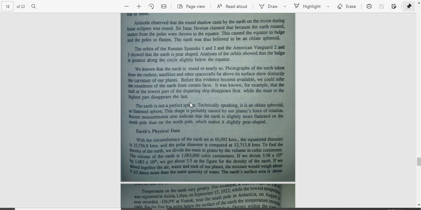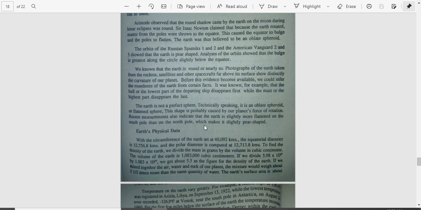Before this evidence became available, we could infer the roundness of the Earth from certain facts. It was known, for example, that the hull of the lowest part of a departing ship disappears first. Then the mast, the highest part, disappears last. The Earth is not a perfect sphere. Technically speaking, it is an oblate spheroid, or a flattened sphere. This shape is probably caused by our planet's force of rotation.